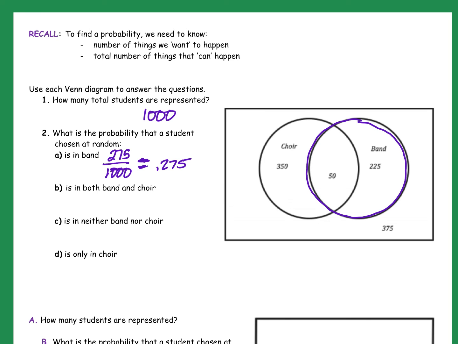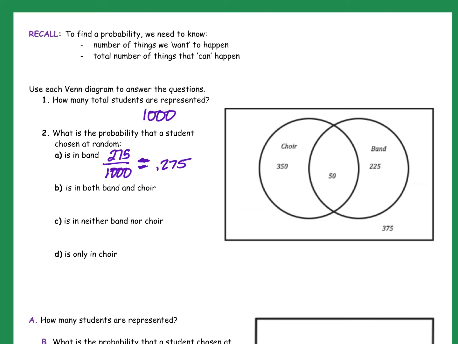Okay? So what is the probability that they are in both band and choir? 375. Wait, both band and choir. So how many are in both band and choir? You'd add 350 plus 50 plus 225, right? 625. How many kids are only in band and choir? 50.